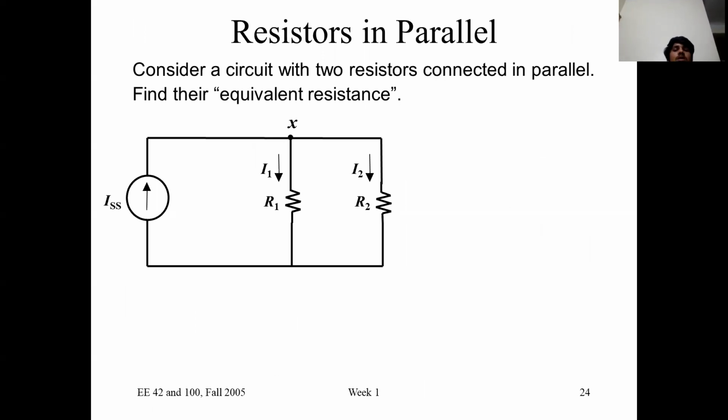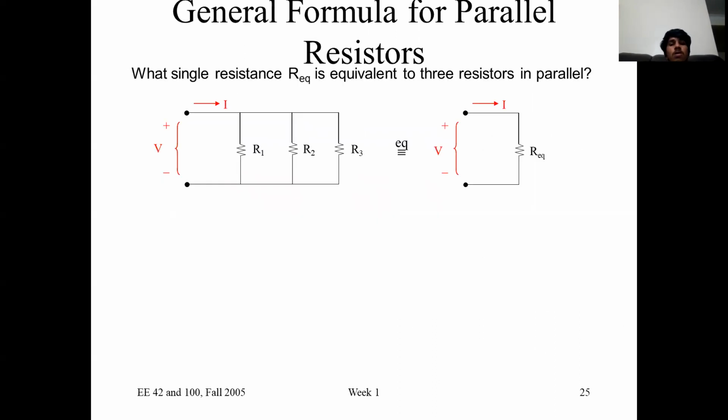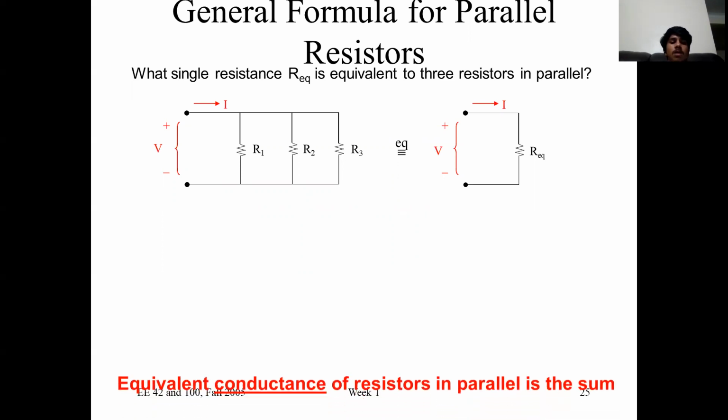Consider a circuit with 2 resistors connected in parallel. Find their equivalent resistance. KVL tells us that the same voltage is dropped across each resistor. Vx equals I1 R1 equals I2 R2. General formula for parallel resistors: what single resistor is equivalent to 3 resistors in parallel? The equivalent conductance of resistors in parallel is the sum.